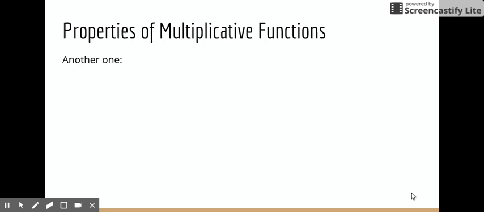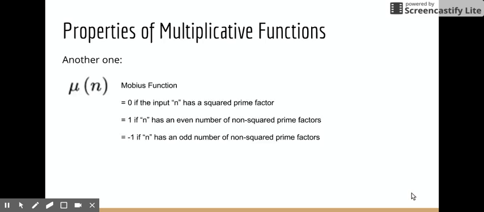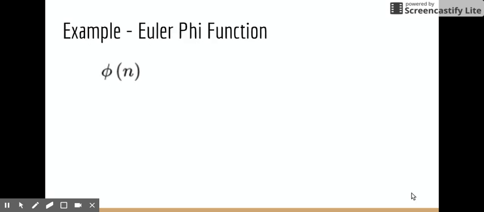Another example is the Mobius function. It assigns a value of 0, 1, or -1 to a number n depending on the prime factorization of n as shown. All of these examples can be understood by determining their values on the powers of the primes which divide an input n. Let's examine the Euler-Phi function in more detail.